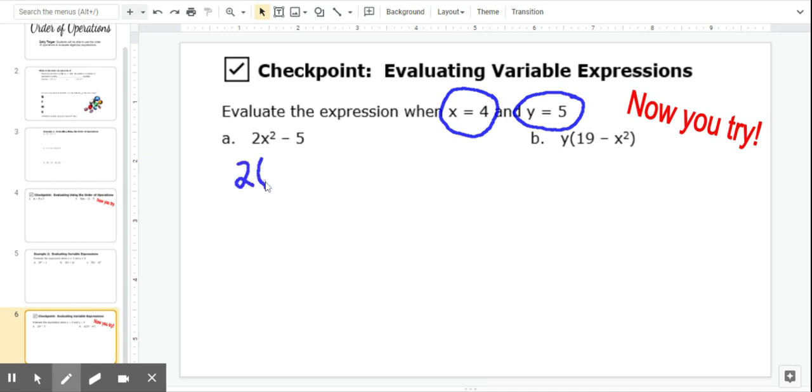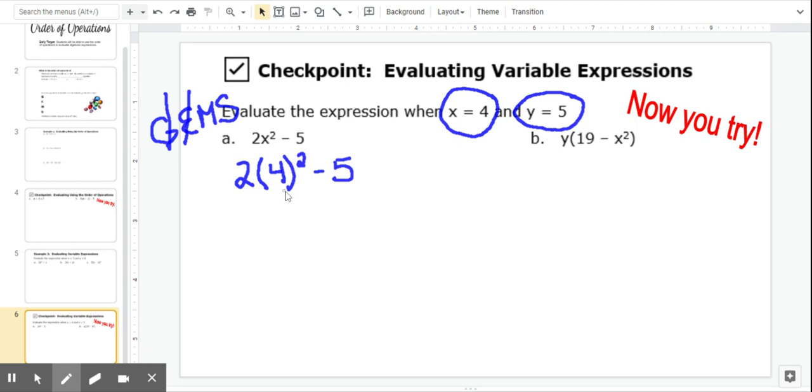2 times, what number should I plug in for x? I should plug in 4. Squared minus 5. Okay, we're going to use GEMS to help us solve this. What should I do first? Remember, even though G stands for grouping symbols, and there are grouping symbols here, the 4 is already simplified. So actually the first step is going to be to do the exponent. 4 to the second power.